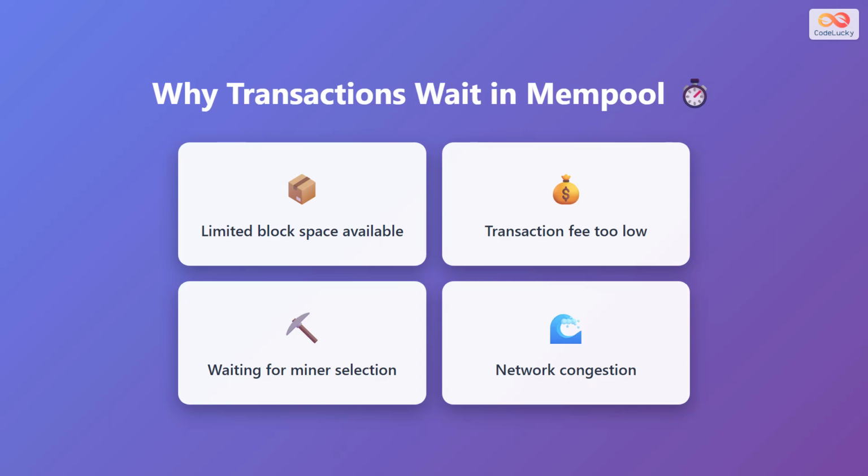There are several reasons why transactions have to wait in the mempool. First, there's limited block space available. Each block can only hold a certain amount of data, so not all transactions can be included immediately. Second, if your transaction fee is too low compared to others, miners will prioritize higher-paying transactions over yours. Third, transactions simply need to wait for a miner to select them and include them in the next block. And fourth, during periods of network congestion, when many people are sending transactions, the mempool fills up and wait times increase for everyone.